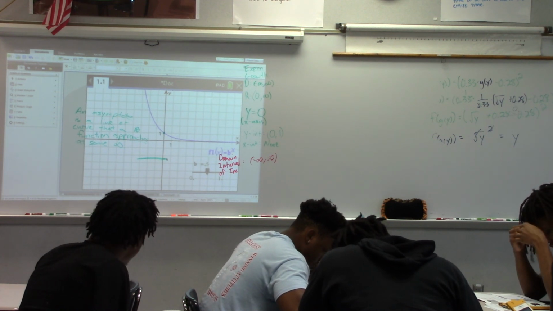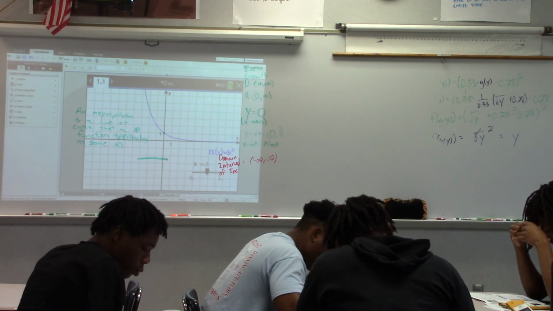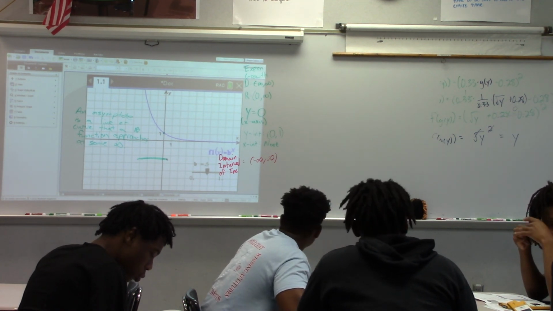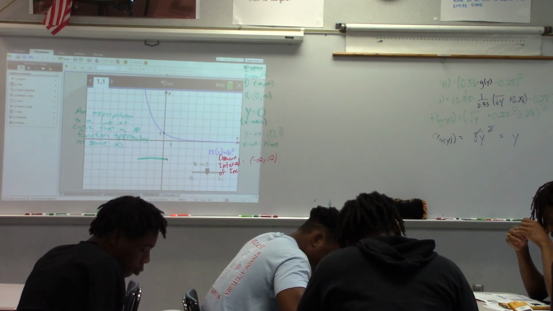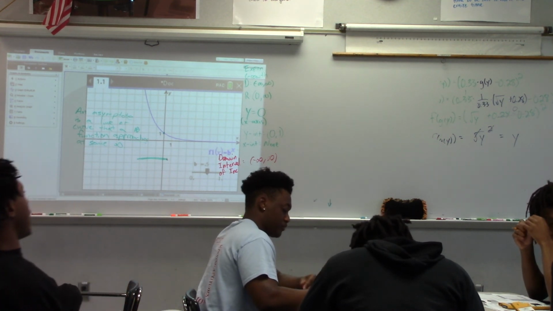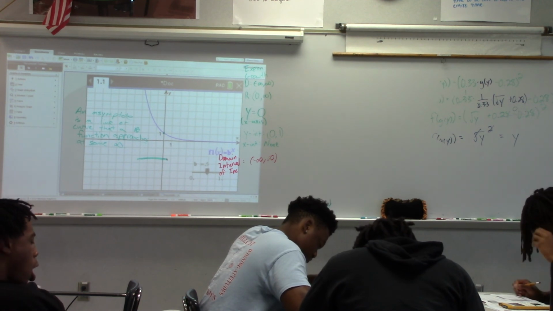Y-intercept then? 0, 1. X-intercept? 1, 0. Does it intersect the x-axis at 1, 0? Nope. About 15, 20 minutes. Domain interval of decrease? Or increase?